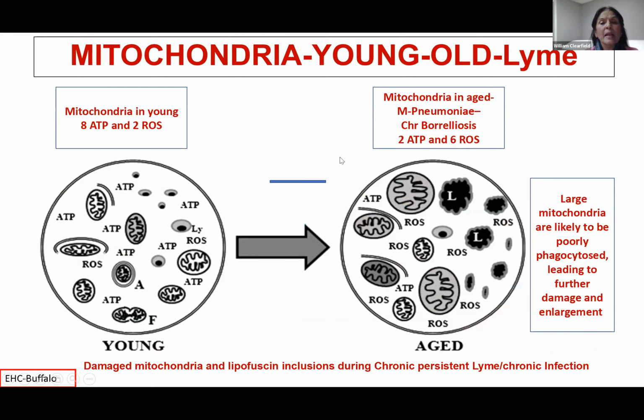So now let's look at the mitochondria in a young and old person. In a young person, there are multiple mitochondria producing many molecules of ATP and only 2 molecules of ROS, whereas in an old, aged, and chronically ill patient, they have only very few mitochondria producing only 2 ATP and 6 ROS. And look at the size of these mitochondria. They are unhealthy, large mitochondria, and they are likely to be poorly phagocytized, leading to further damage and enlargement of the cell, ready to be phagocytized. Damaged mitochondria and lipofuscin inclusions occur very commonly during chronic persistent Lyme and chronic infection.